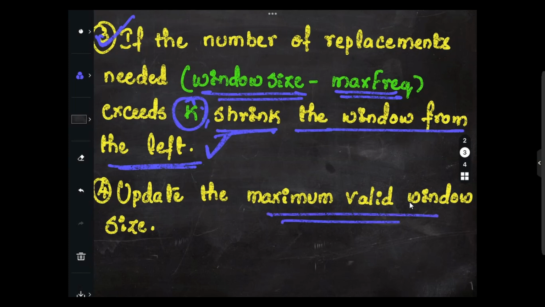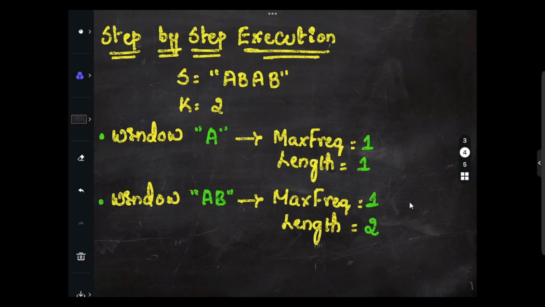Finally, we will update the maximum valid window size. We have to update the maximum valid window size itself. So finally, we will update the maximum valid window size. So let's consider this one for example 1. So S equals AB, here K equals 2. We need to get the output 4 here, right?